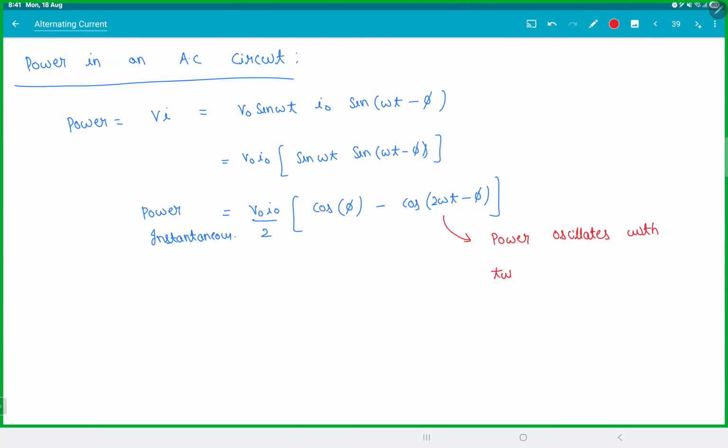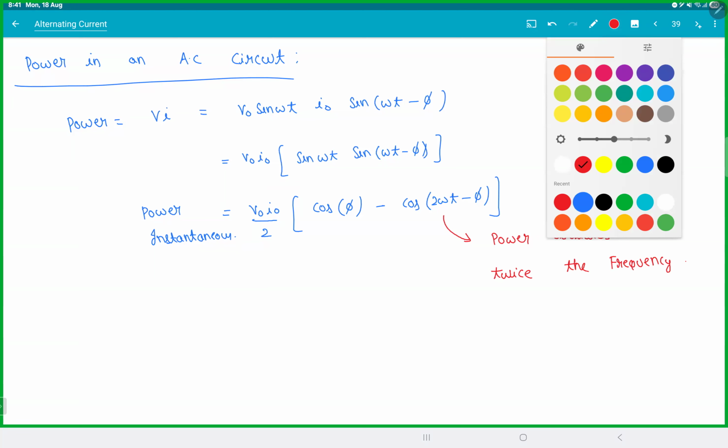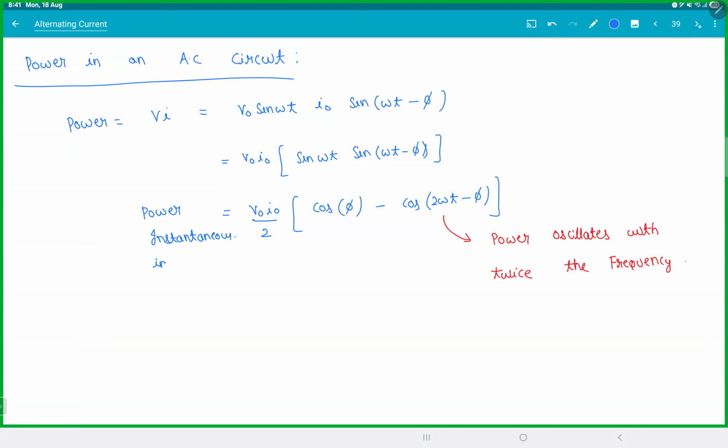So when you say the frequency in the house is 50 hertz, it's actually oscillating 100 times per second. But if something is oscillating 100 times per second, instantaneous doesn't make sense. So we take the average. So the average will be integral of p dt.